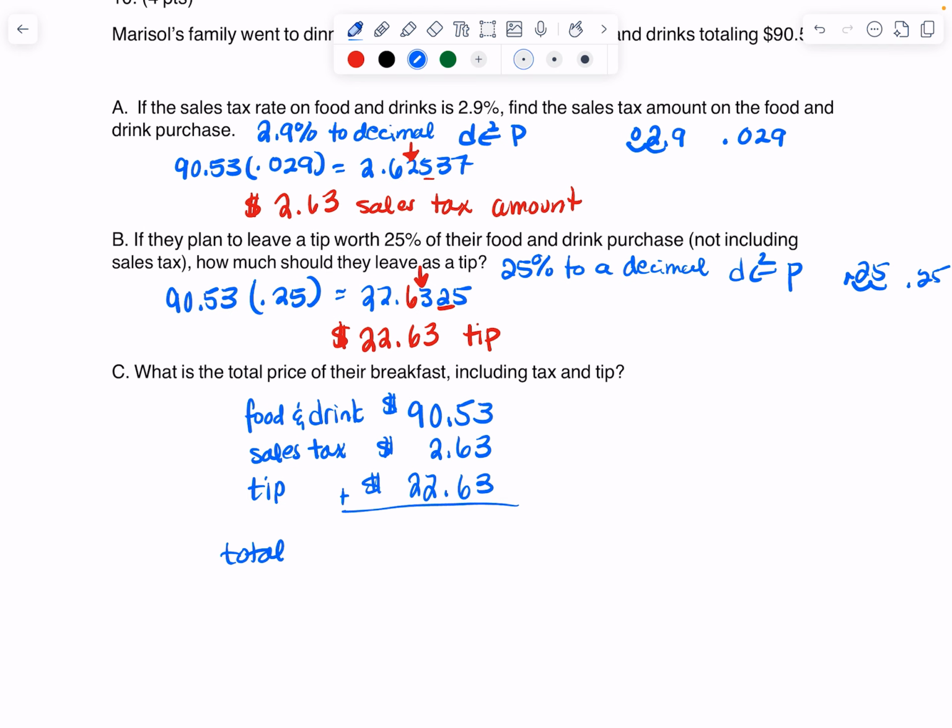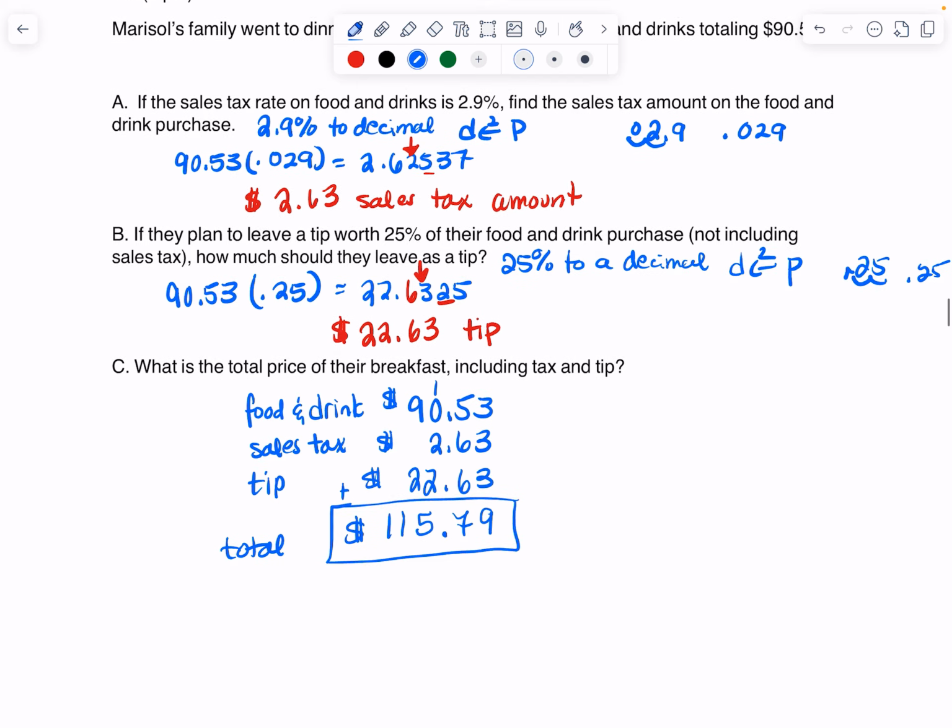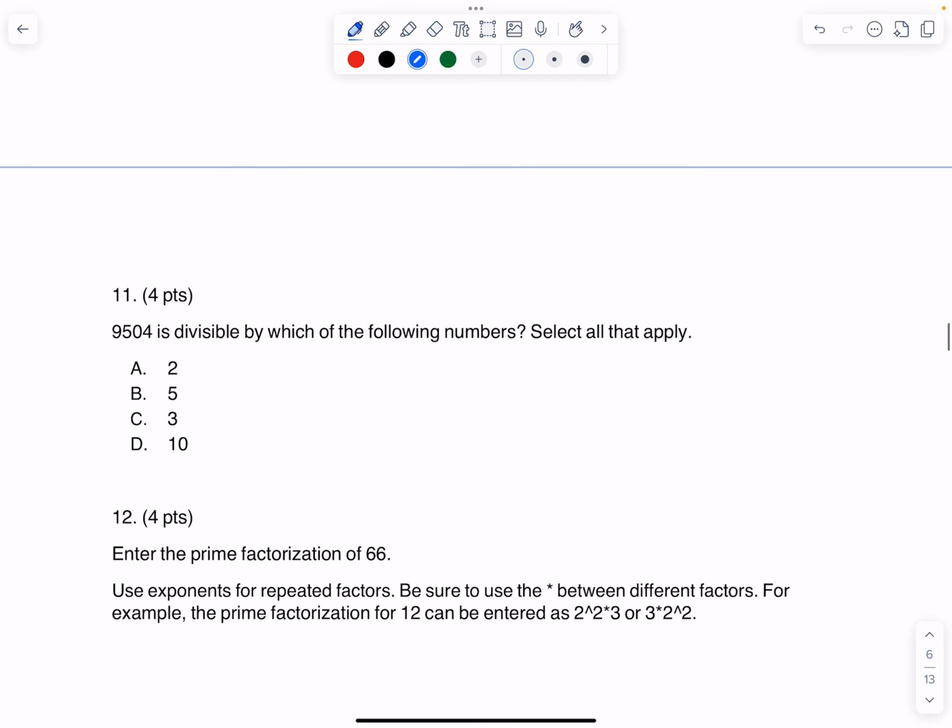So 3 plus 3 plus 3 is 9. 6 and 6 is 12. 12 and 5 is 17. Carry the 1. 1 plus 2 is 3. 3 and 2 is 5. And then 9 and 2 is 11. So the total cost of that breakfast is $115.79. Okay, so that was number 10. Let's do number 11.